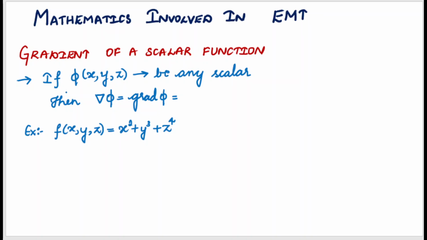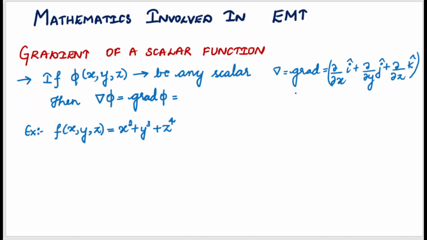today. If phi is any scalar function, that is phi depending on x, y and z, then how do you define the gradient or grad of phi? We call this term a grad, that is, delta is called a grad, or you can call it a gradient. It is defined as dou divided by dou x into i cap plus dou divided by dou y into j cap plus dou divided by dou z into k cap. This is the way to define the gradient or grad or del, you can call.